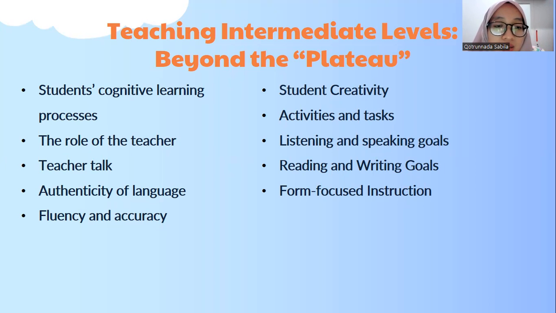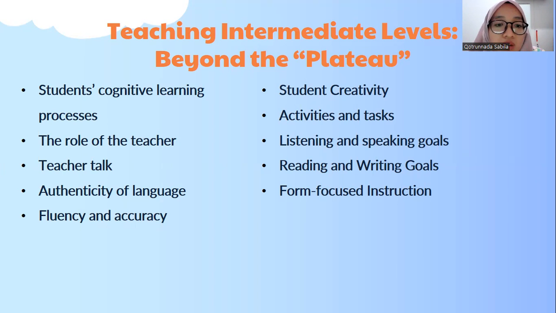And then activities and tasks, common interactive techniques for intermediate include chain stories, surveys and polls, peer interviews, group problem solving, role-play, storytelling, and many others. And then listening and speaking goals. The linguistic complexity of communicative listening and speaking goals increases steadily. Along with the creation of novel utterances, students can participate in short conversations, etc.